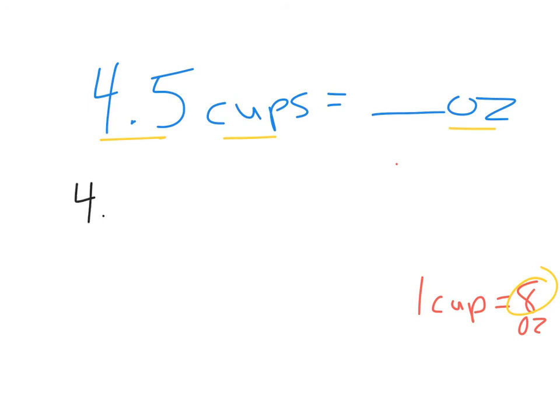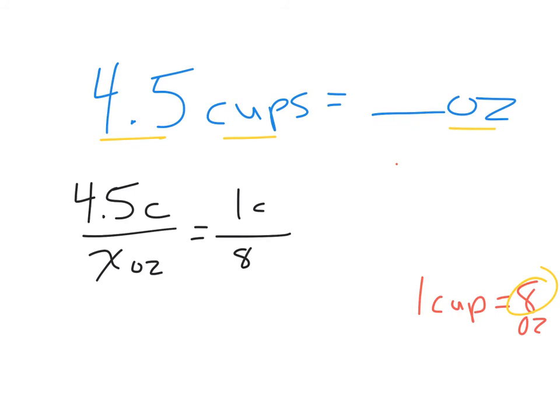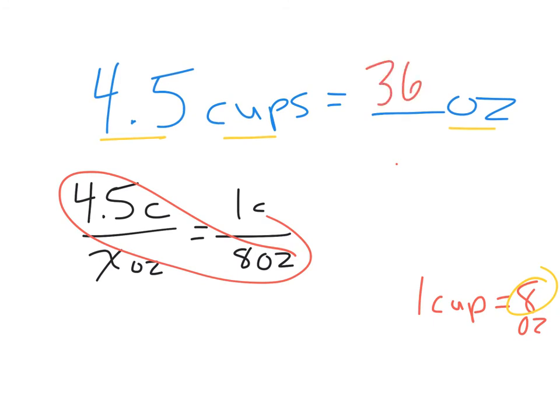You can simply take your unknown, 4.5 cups and X amount of ounces, and set that equal to 1 cup over 8 ounces. And now I've got that set up correctly as unknown on one side, known on the other. And I've got my units matched up, so therefore I can go ahead and cross multiply 4.5 times 8, and then I'll divide by 1. So no matter what, I'm taking 4.5 times 8 to give me 36 ounces. Okay? And guys, that's your proportion.